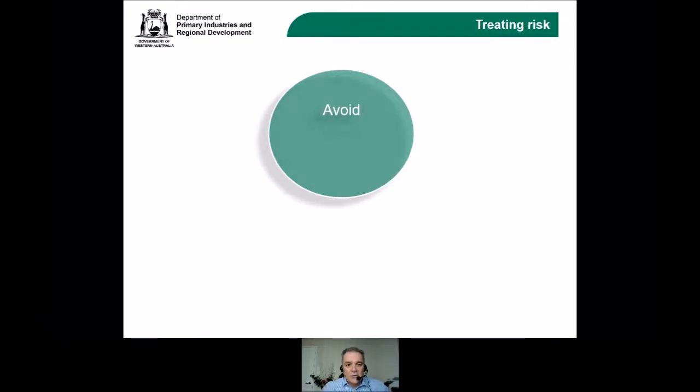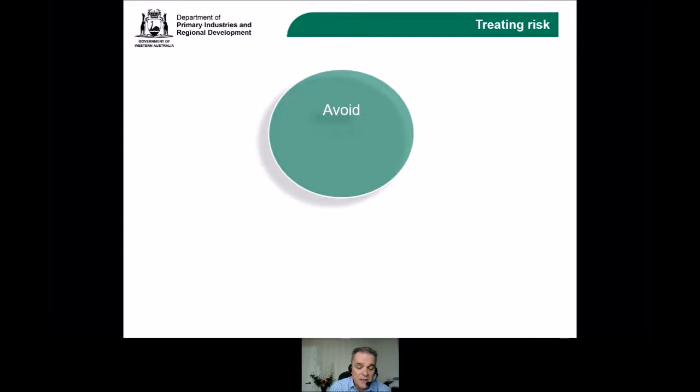Unfortunately, the biggest risk of all is to take no risk. So if we're always avoiding risk and saying we'll never take it, then we'll never do anything. So we need to accept a certain level of risk. We can't avoid everything, but sometimes there's a really good alternative.